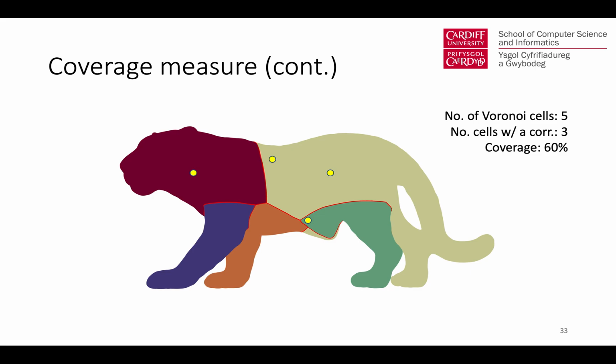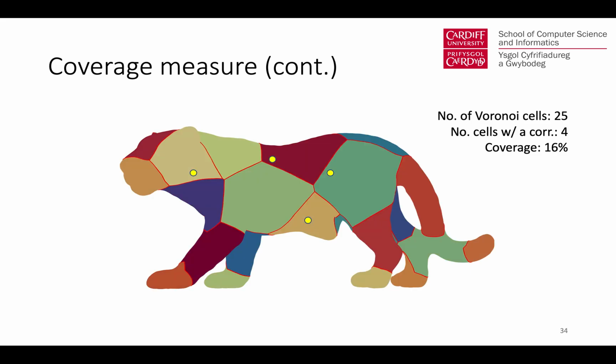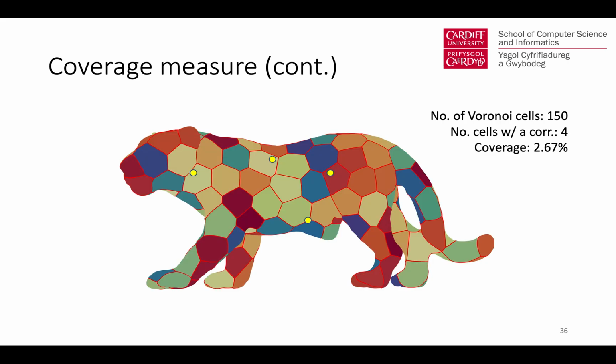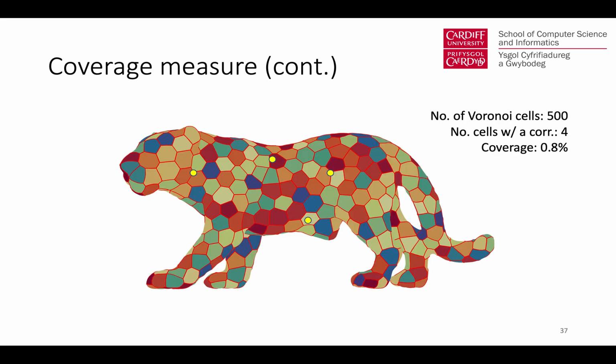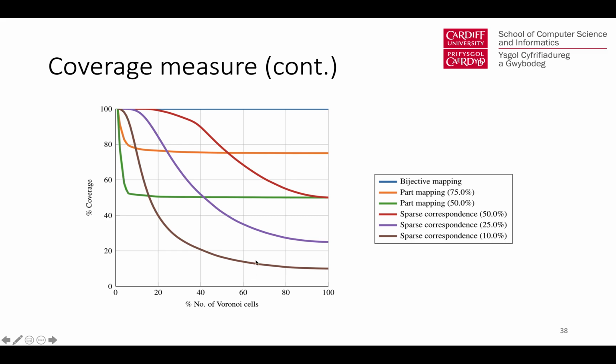Then we can increase the Voronoi cells to 5. We get 60%, and then 25, 50, 150, and 500. That leads us to create a diagram like this. So this is a synthetic case where different types of typical mappings are considered. You can see that results close to bijective are typically desirable for dense methods. You can see that these have a high coverage, even with an increasing number of Voronoi cells.